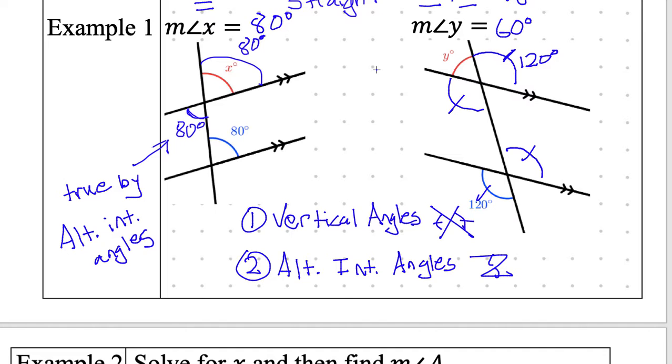We jump from here to here by, shout it out. Vertical angle. We jump from here to here by, alternate interior. We're going to say it again. We jump from here to here by, alternate interior angles. Say it on 3. 1, 2, 3.